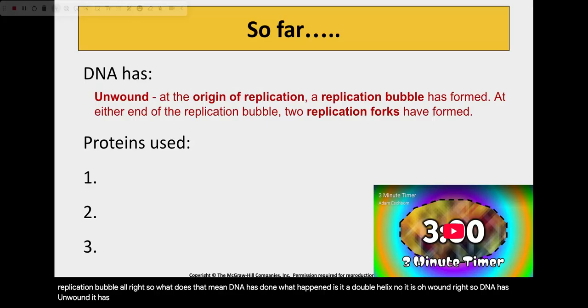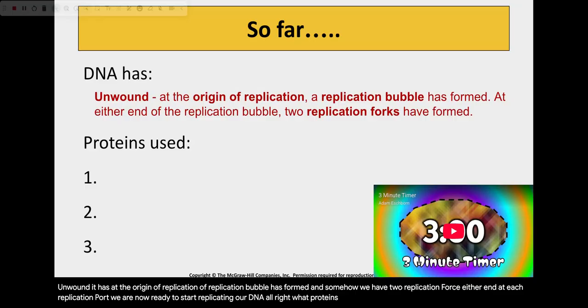At the origin of replication, a replication bubble has formed. And so now we have two replication forks, one on either end. At each replication fork, we are now ready to start replicating our DNA. All right, what proteins have played a role in unwinding our DNA?